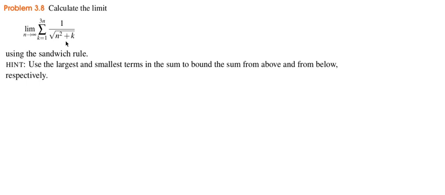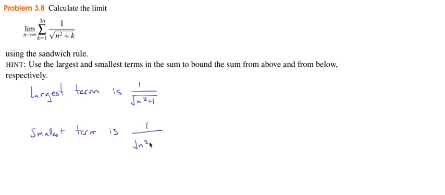So what's the largest term in this sum? It's actually the first one. Think about it for a second. As k goes from 1 to 3 times n, this denominator increases. So as the denominator increases, the whole term in the sum becomes smaller. So the largest term is 1 over the square root of n squared plus 1, and the smallest one, using the same reasoning, is the last one, the greatest value of k, 3 times n.